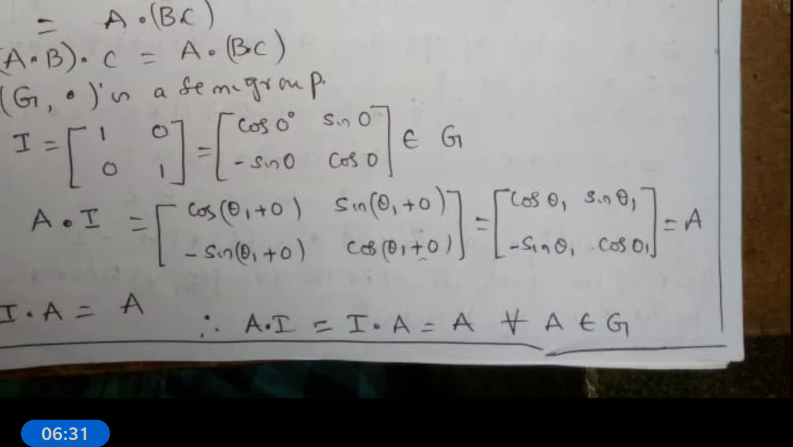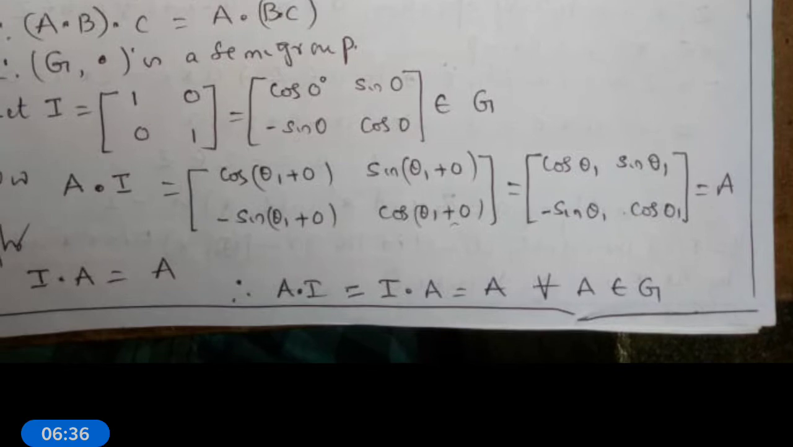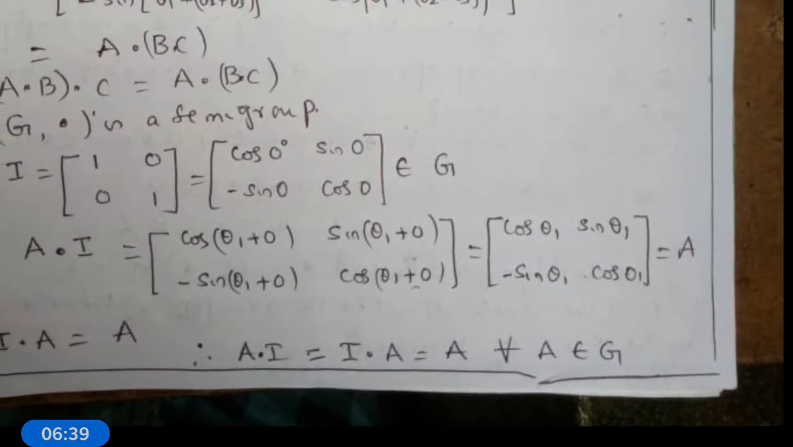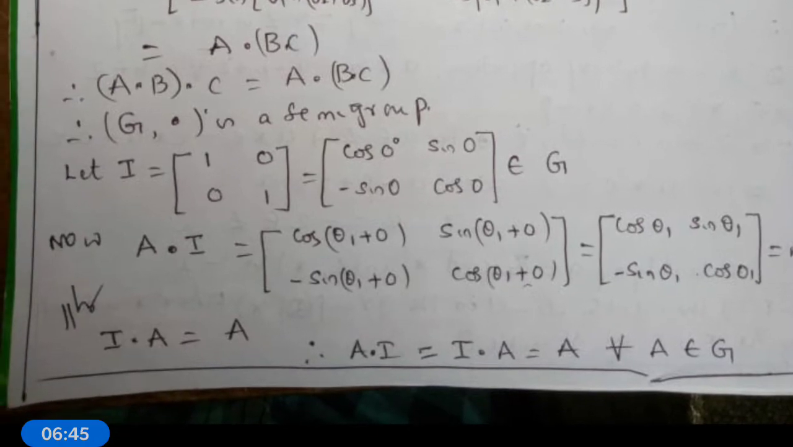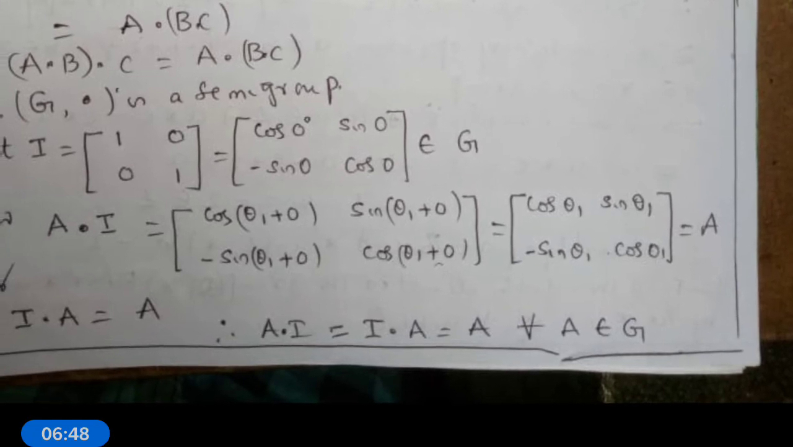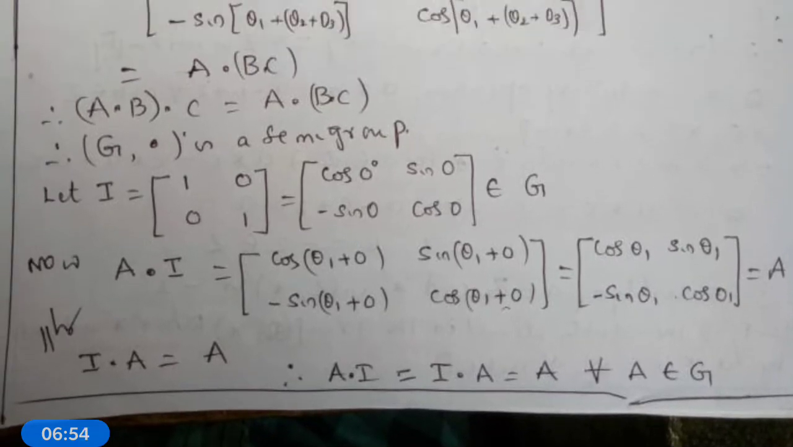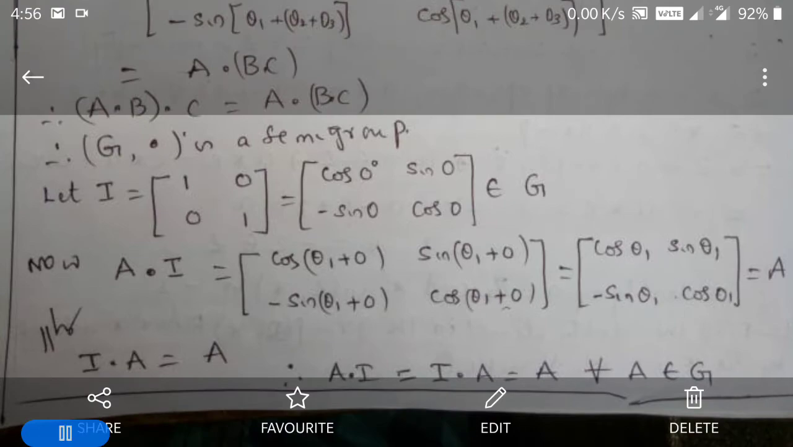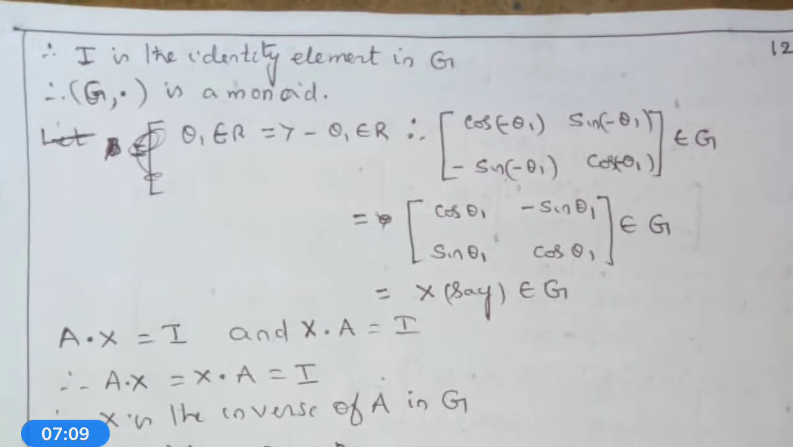Now, A · I is equal to [[cos θ1 + 0, sin θ1 + 0], [-sin θ1 + 0, cos θ1 + 0]], which is equal to [[cos θ1, sin θ1], [-sin θ1, cos θ1]], which is equal to A. So, A · I is equal to A. Similarly, I · A is equal to A. Therefore, A · I is equal to I · A is equal to A for all A belonging to G. Therefore, I is the identity element of A in G. Therefore, (G, ·) is a monoid.